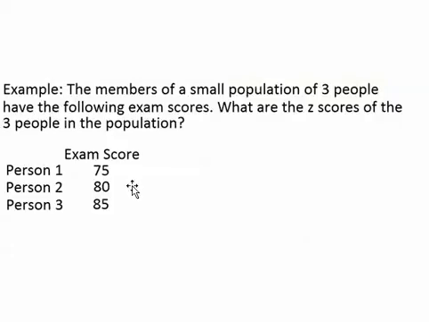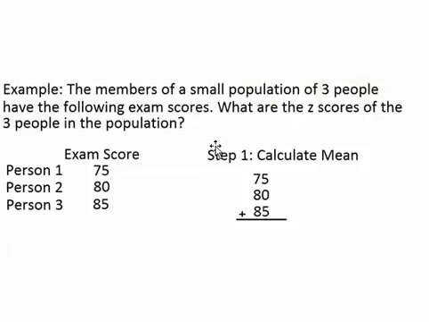So in this example, we're going to go through a few more steps. We're going to actually calculate the mean and standard deviation of the population, and then calculate the z-score of each of the 3 people. So first, let's find the population mean. To get the population mean, we just add the exam scores of all 3 population members and divide the total by 3, because there's 3 of them, and we get 80. So the mean exam score of this small population is 80.